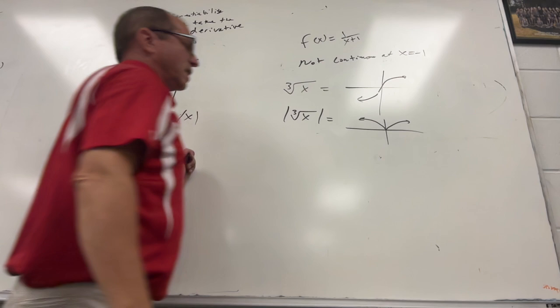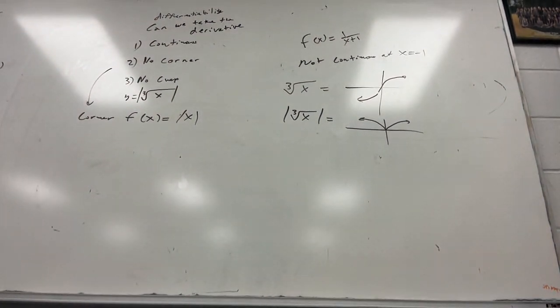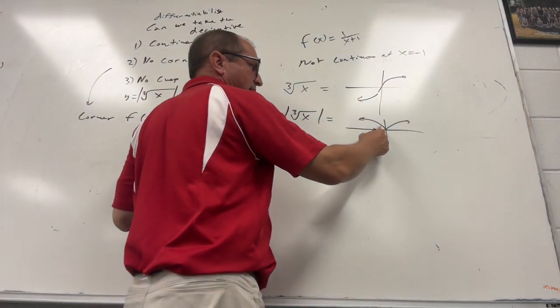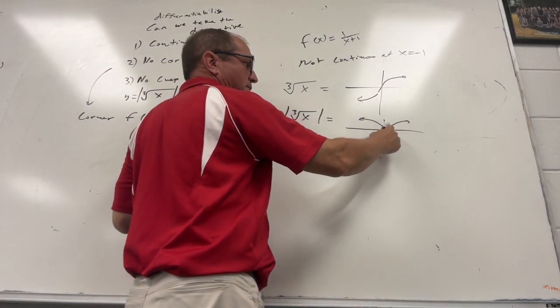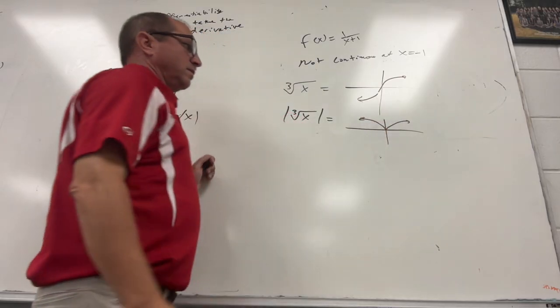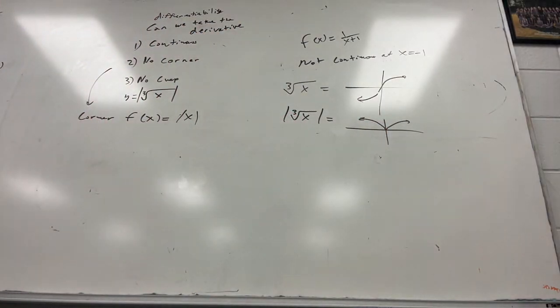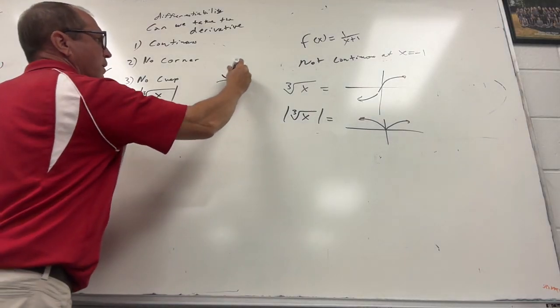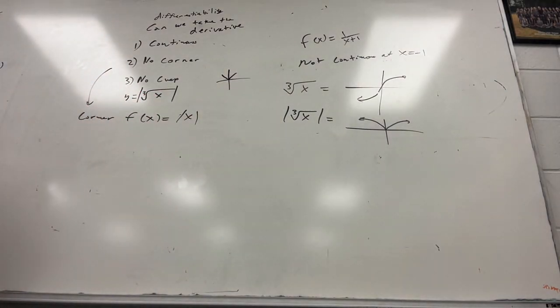So at that point right there, the limit of the derivative going in this direction is -infinity. The limit of the derivative going in this direction is +infinity. So you don't have two hard numbers like in the absolute value, where you were -1 and +1. Is 0 defined? Yeah, the cube root of 0 is 0. So it is defined, so the function is continuous there, but it's just not differentiable there.